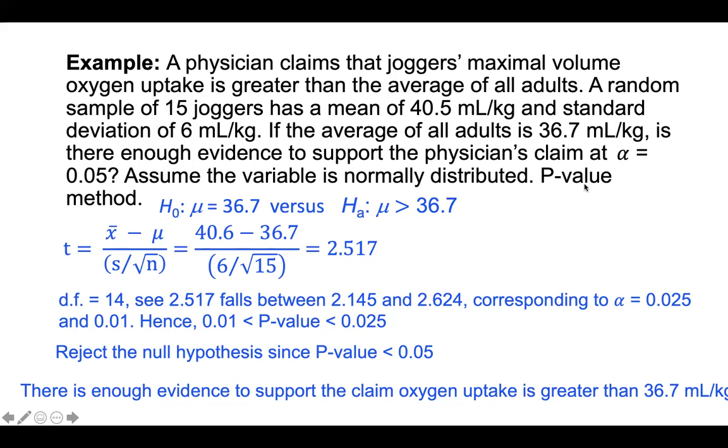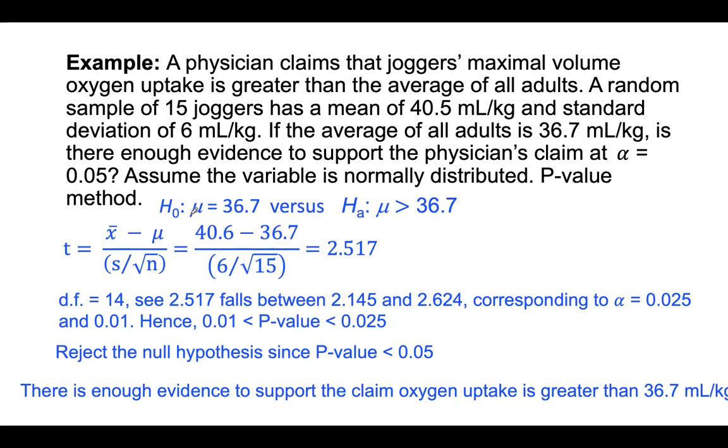And this time, let's look at a p-value method. We were looking so many times at the critical value method. This is just a little bit different. It's exactly the same setup, but we're going to analyze it with the p-values instead.